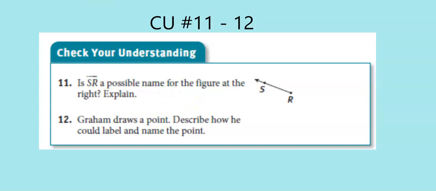12. Graham draws a point. Describe how he could label and name the point. Well, any 1 capital letter is fine. That's it.